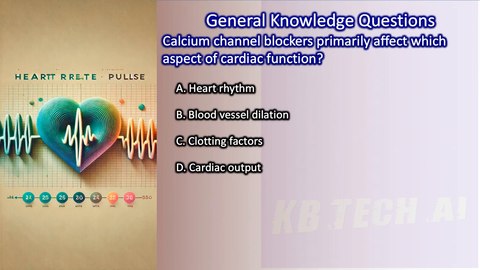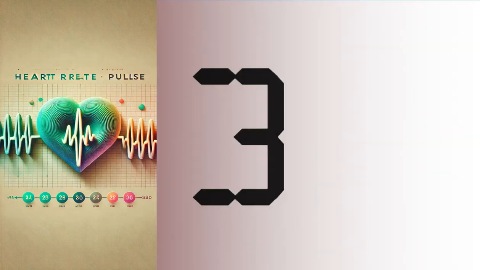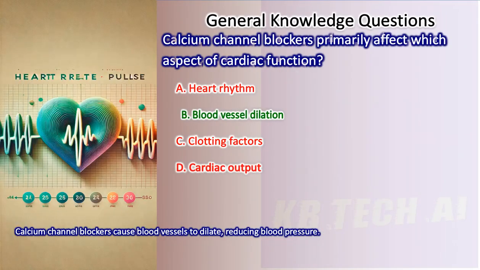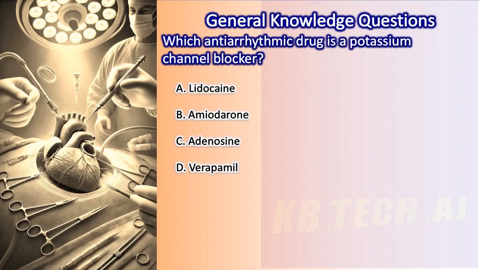Calcium channel blockers primarily affect which aspect of cardiac function? Option 1, heart rhythm. Option 2, blood vessel dilation. Option 3, clotting factors. Option 4, cardiac output. The answer is option 2, blood vessel dilation.